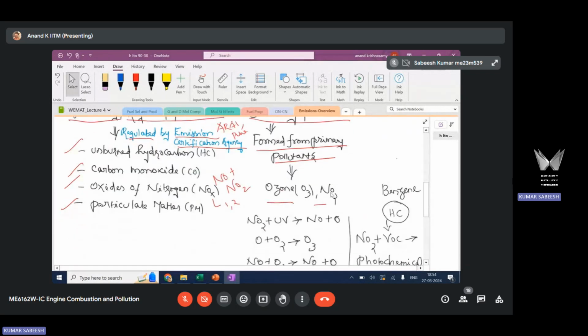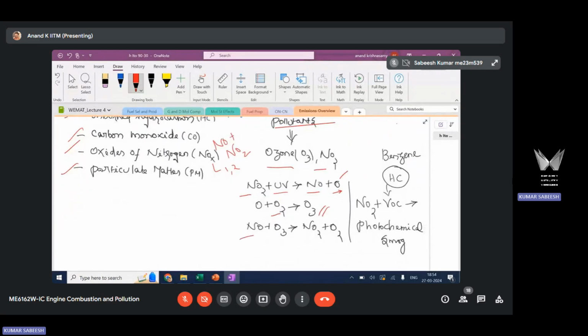So NO2 emitted from the engine, when it is released into the surrounding ambience in presence of UV, ultraviolet rays, forms NO and O. O is a radical, you know, it's highly active. It combines with oxygen in the atmosphere and forms O3. What is O3? Ozone. This ozone is again highly reactive. It reacts with NO released from the engine and starts to form NO2. So we could see that there is a concentration of NO2 building up and ozone also building up at ground level. Okay, ground level ozone is dangerous. It's also one of the pollutants.